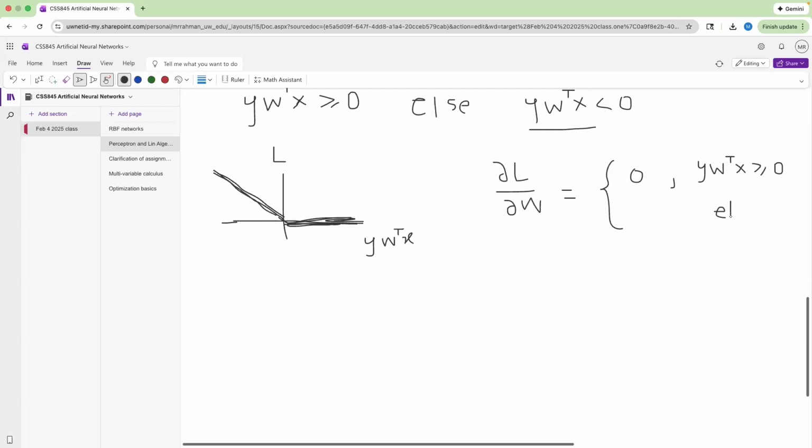Else, if it's negative, right? If it's negative, then the loss is y w transpose x. In that case, we can see here that the loss is the same value, y w transpose x. Now, if I take the gradient of this with respect to w, what do I get?